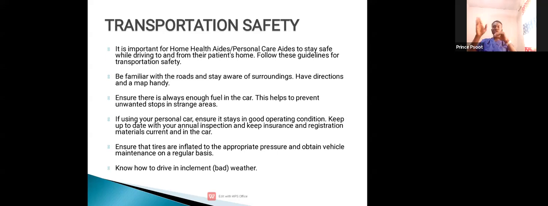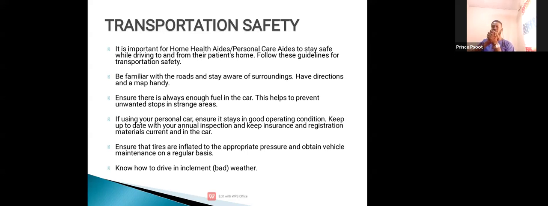So if using your personal car, ensure it is in good operating condition. Keep up to date with your annual inspection, and keep insurance and registration materials current and in the car. Have a spare tire, have a spare plug, have things duplicated. So in case one runs out or stops functioning, you have another to replace it. Ensure that the tires are inflated to the appropriate pressure and obtain vehicle maintenance on a regular basis.